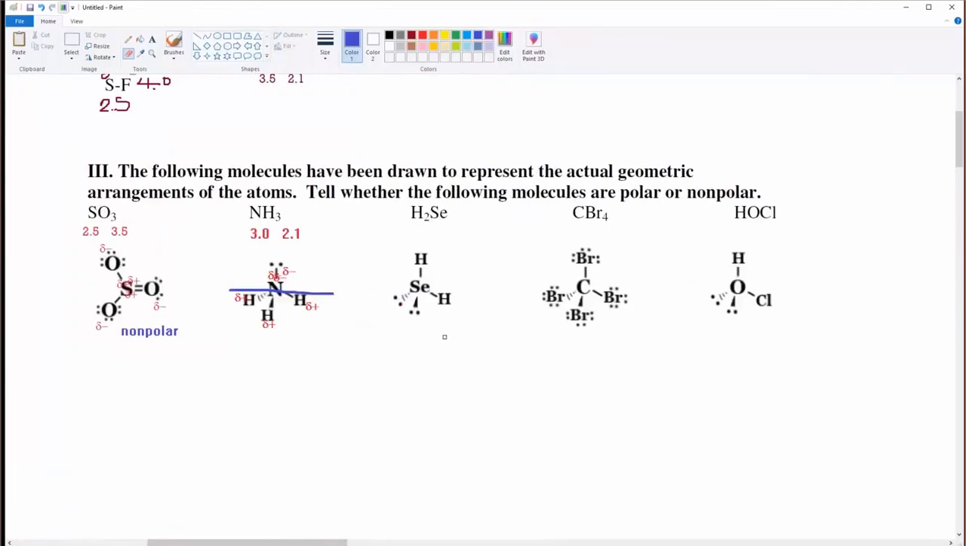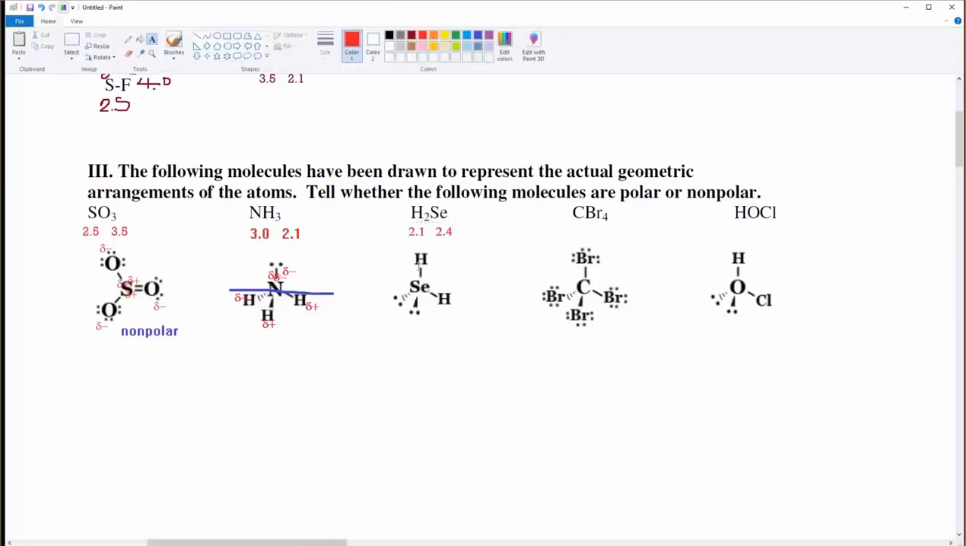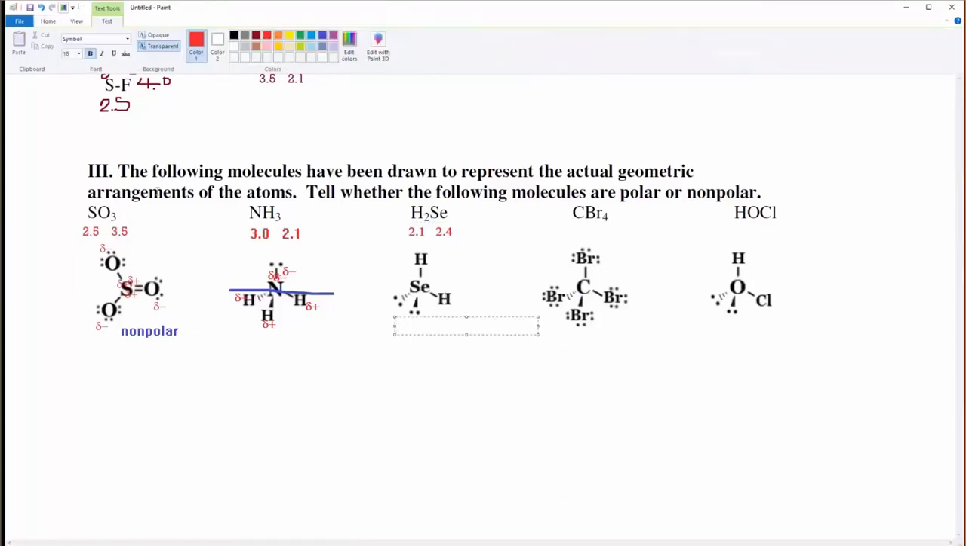Okay, what about this molecule, H2Se? Is the H-Se bond polar? No, it's not, because hydrogen has an electronegativity value of 2.1. Selenium has an electronegativity value of, wait, it's not 2.5. What is it? It's 2.4. There we go. Difference of 0.3. We don't consider it polar. We don't put little deltas. We just say, hey, that's not polar.